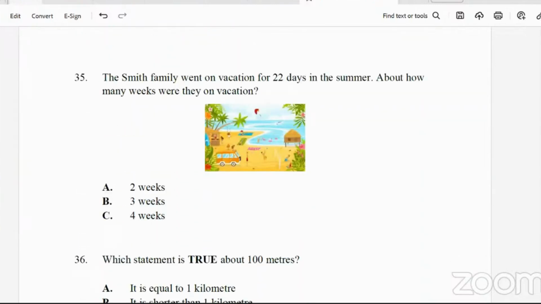The Smith family went on vacation for 22 days in the summer. About how many weeks were they on vacation? So we would, of course, need to know how many days make 1 week, and then be able to calculate how many weeks are in 22 days. As I said, guys, I try to make it as practical as possible. For those who know how to do this, you can simply divide 22 by 7.